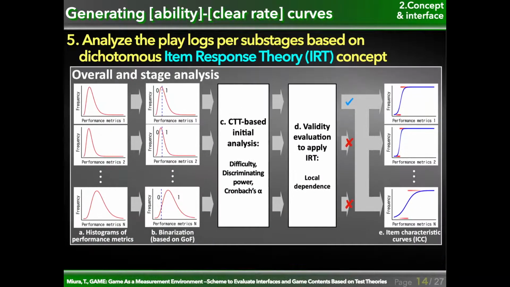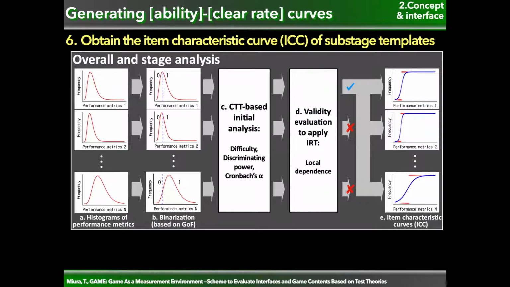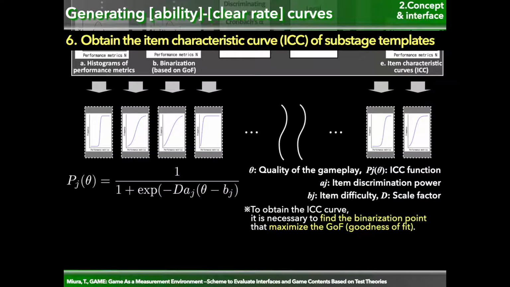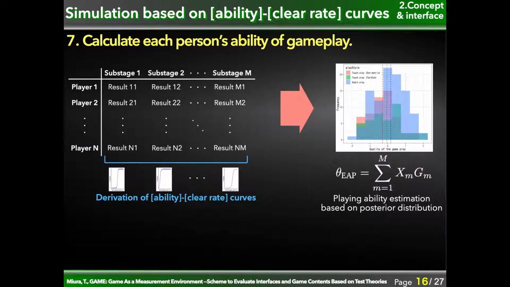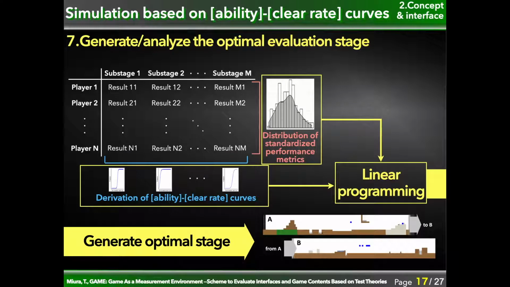Then, we analyze the play logs per substage based on dichotomous item response theory, namely IRT. So, we can get the item characteristic curve, ICC, of the substage templates. Using the ICC and play logs, we estimate each person's ability of gameplay based on posterior distribution. When we want to generate the stage and simulate the gameplays, linear programming using ICC and each person's ability of gameplay can generate the various lengths of the optimal evaluation stages.